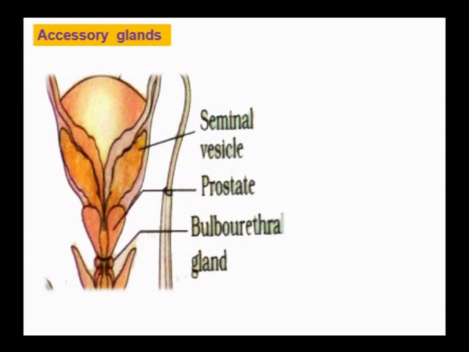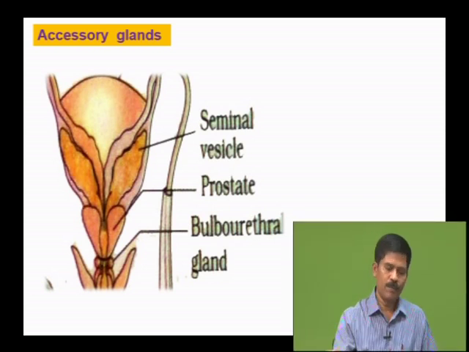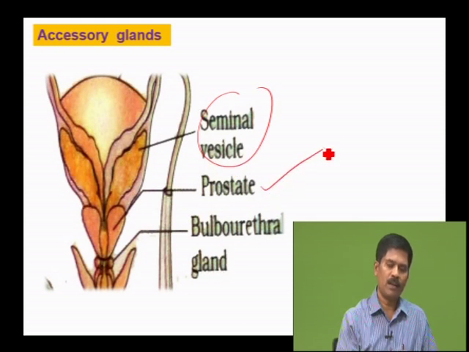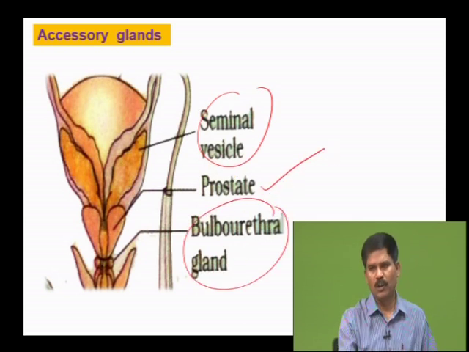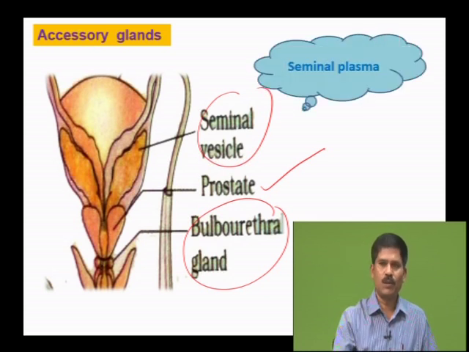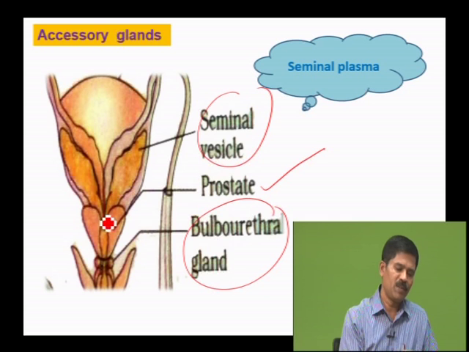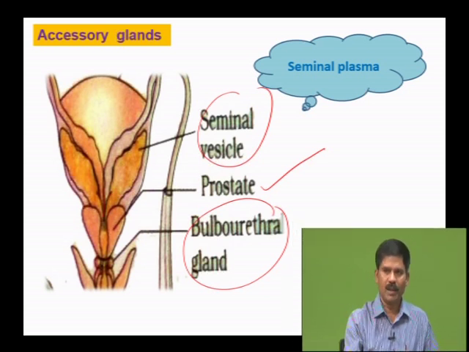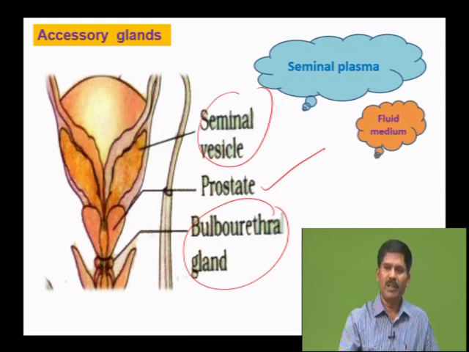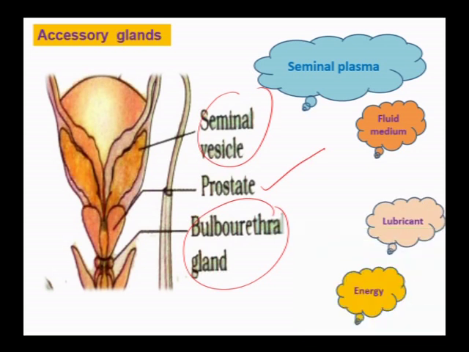Coming to accessory glands. Accessory glands of the male reproductive system include a pair of seminal vesicles, a prostate gland, and a pair of bulbourethral glands, also called Cowper's glands. The secretions of these glands are called seminal plasma. Seminal plasma is mixed with sperms in the duct system. As a result, it provides a fluid medium or living medium for the sperms itself. That's very essential. Then it provides energy for the movement of sperms. It acts as a lubricant during sexual intercourse, and it provides an alkaline medium for the removal of acidity present in the male and female genital tracts during sexual intercourse.